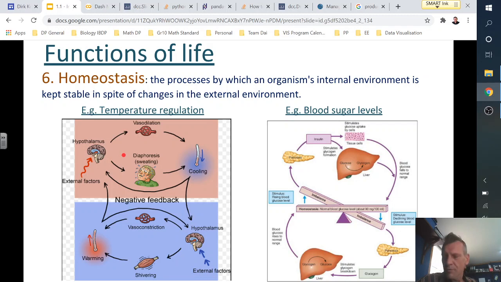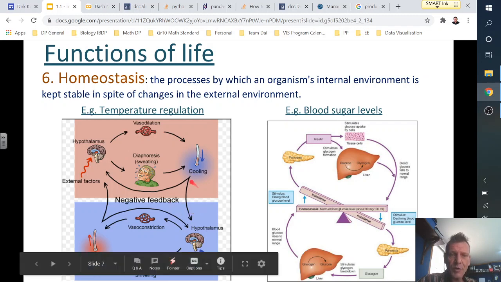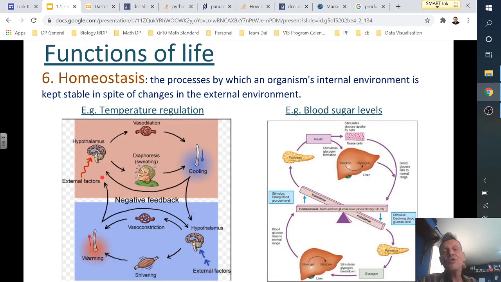Because if the blood vessels in your arm increase in size and come closer to the surface, you will lose heat more readily. So there is a negative feedback, meaning there's a response to an increase in temperature to bring the temperature down, and there's a response when the temperature drops to bring the temperature back up again. And that's called negative feedback.